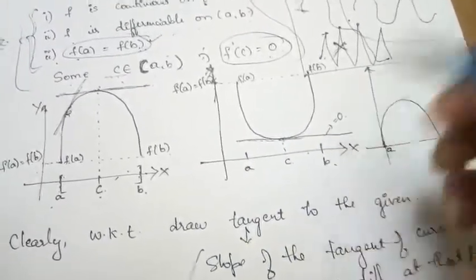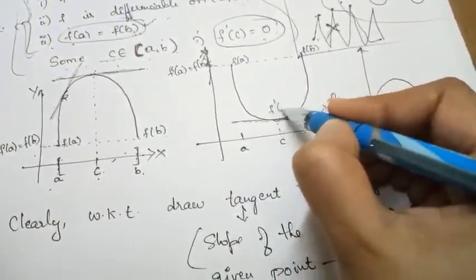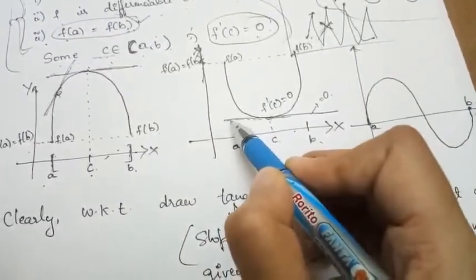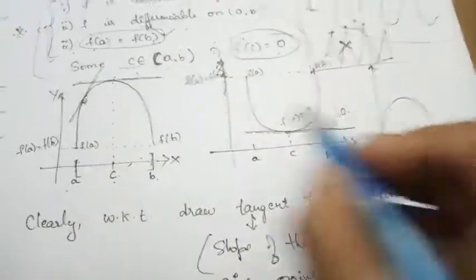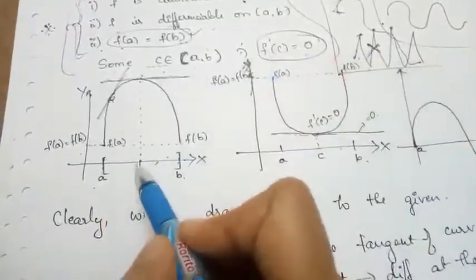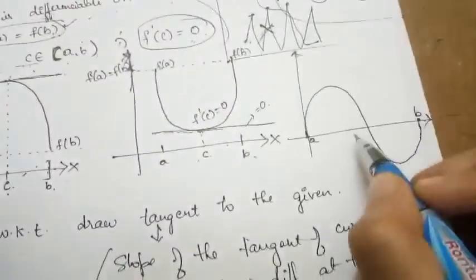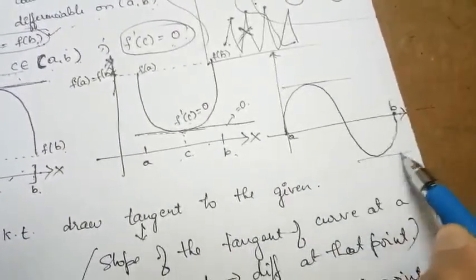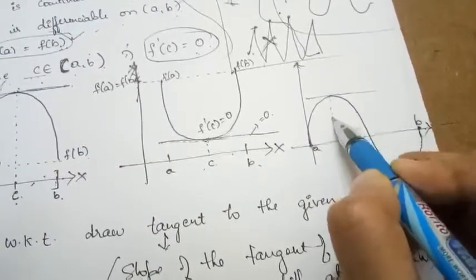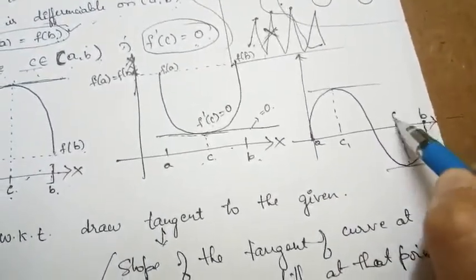The slope of this line is equal to 0 means what does that imply? That f dash of c is equal to 0. So f dash of c is nothing but the slope of the tangent to the curve at a given point, and that is equal to 0. In these two types of curve you have only one point, say c, which belongs to (a, b), but you can see here that there are 2 points where the tangent is parallel to the x-axis. One point is here, which I call C1, and another point is here, which I call C2.